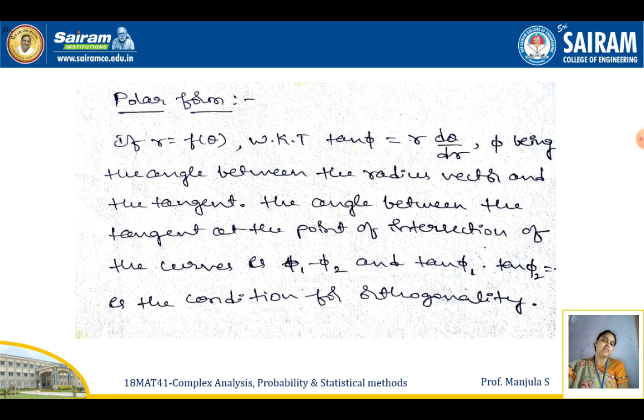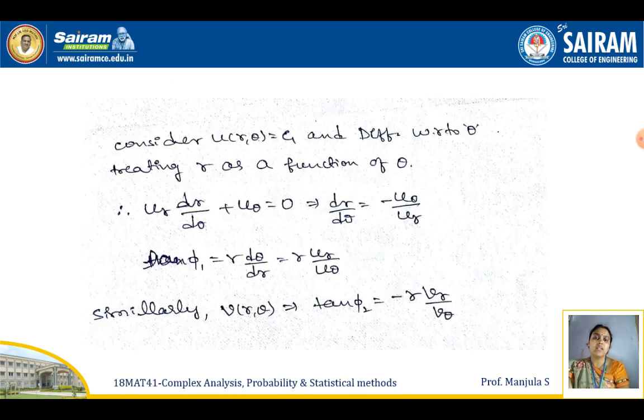In the previous Cartesian form we proved that m1 into m2 equals minus 1, whereas here we have to prove that tan phi 1 into tan phi 2 equals minus 1. So we have to prove this result in polar form. Here also you just consider the first curve. Previously u was a function of x and y, whereas here u is a function of r comma theta because it is a polar form. So u of r comma theta equals c1.